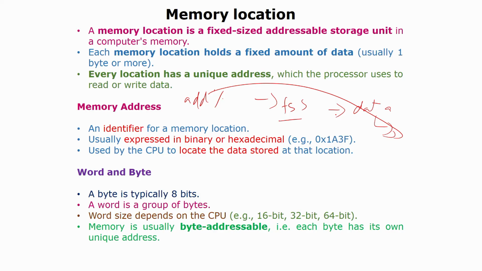Here the memory stores data in terms of bytes and words. Normally 1 byte is equal to 8 bits. So a byte consists of how many bits? 8 bits, whereas a word is a group of bytes. Its size depends on the processor's architecture, with values such as 16, 32 and 64 bits.